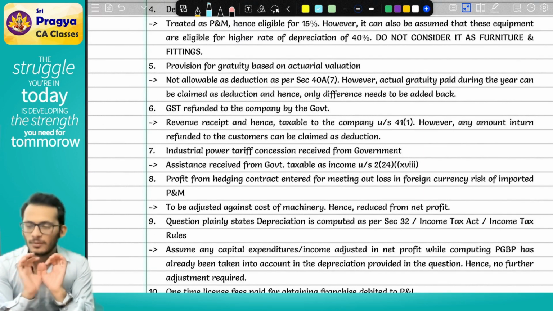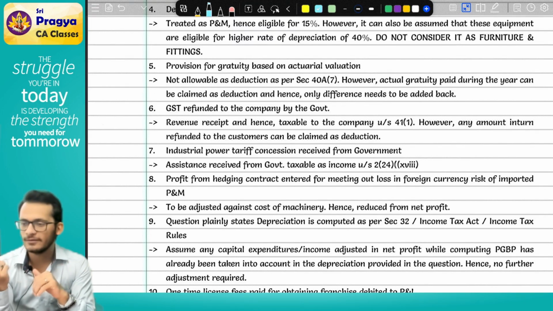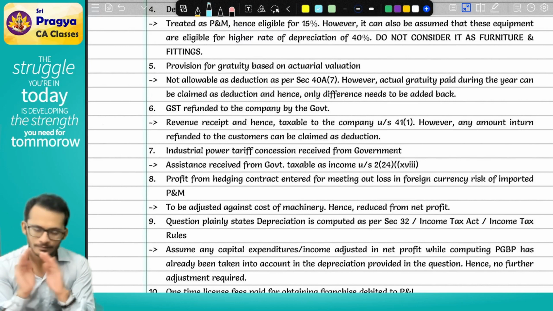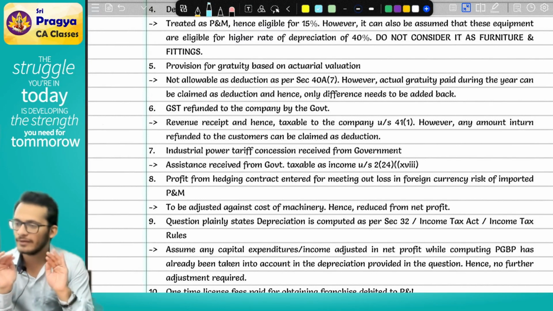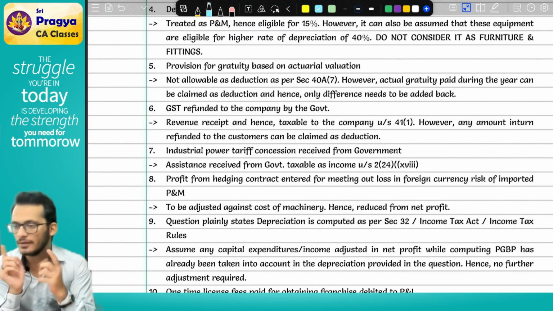But understand, no matter how hard I try, I do not set the paper. Even if I give you 50 adjustments, I will always find the 51st adjustment to give you. So it is not possible that whatever I have given you will come in the exam. It may come, it may not come. For the items which still do not come, you have to use your head.